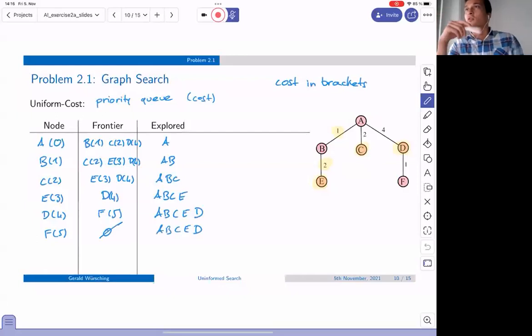Okay, somebody asked, is the order of the explored set important? So it's just ordered by what you explored first. So we just always add it to the end. We extend it at the end.